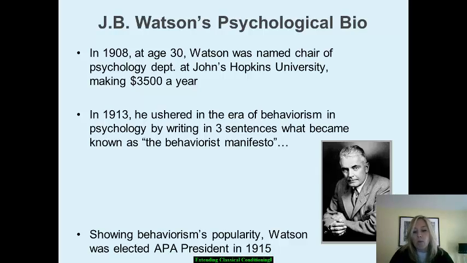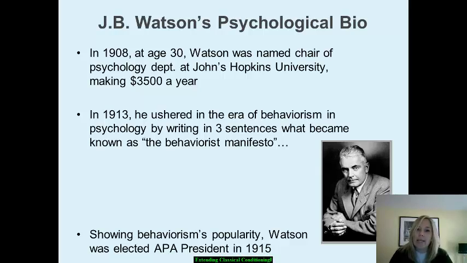So in order to extend out our understanding of classical conditioning, you've got to take a look at J.B. Watson. Watson is a very, very important contributor to the field of behaviorism in general and our understanding of classically conditioned association and learning. Watson, in 1908, at the age of 30, became the president of the psychological department at Johns Hopkins University, or the chair of that department.